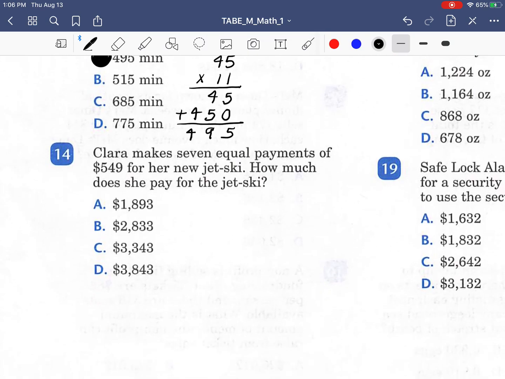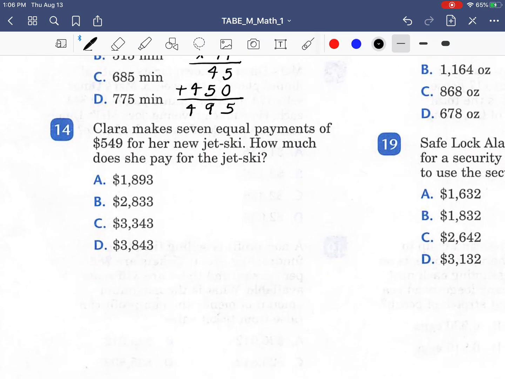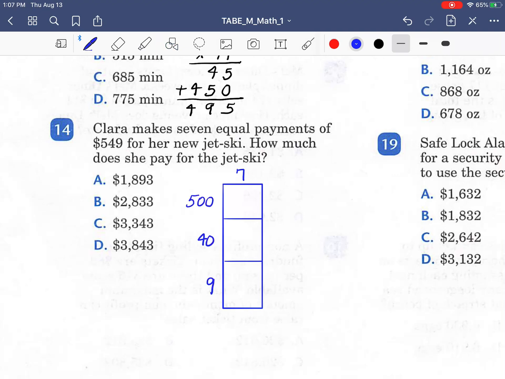Number 14. Clara makes 7 equal payments of $549 for her new jet ski. How much does she pay for the jet ski? This is my area model time. So I have a 7 times a 549. So 500, 40, and 9.